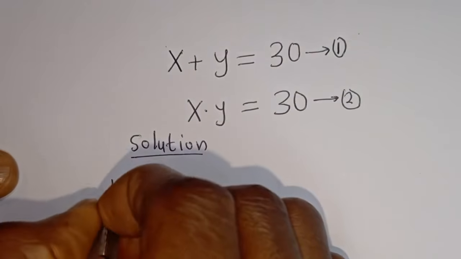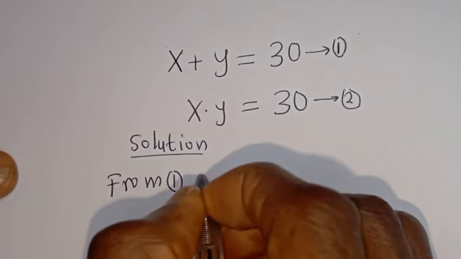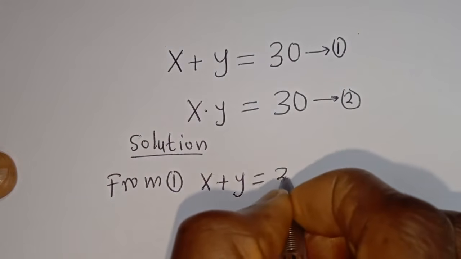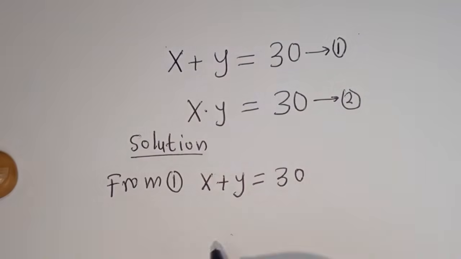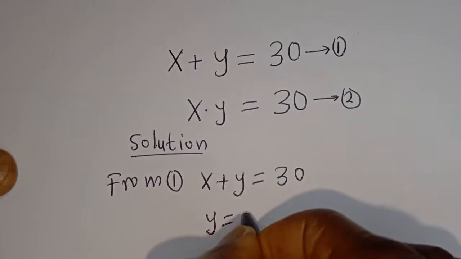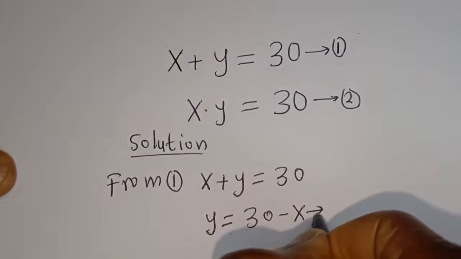Then from equation 1, x plus y is equal to 30. Let's make y the subject of the formula. y is equal to 30 minus x. Let's call this equation 3.